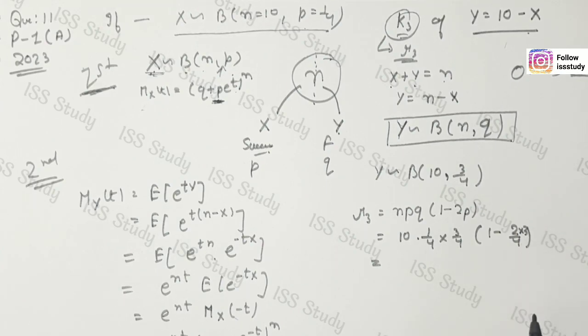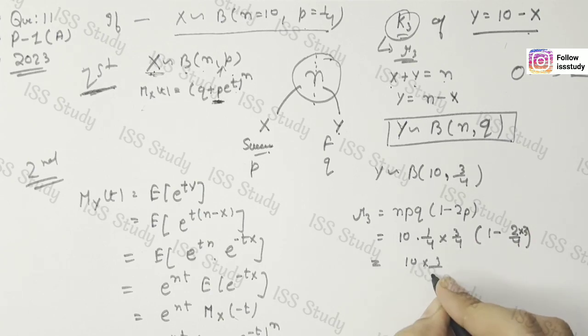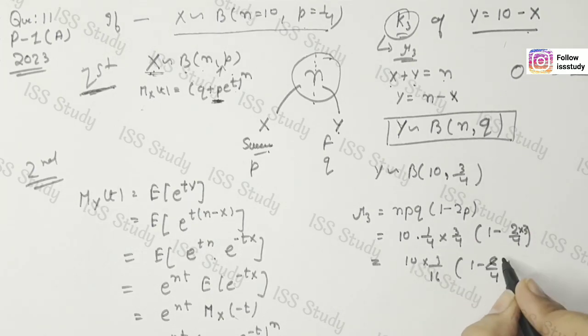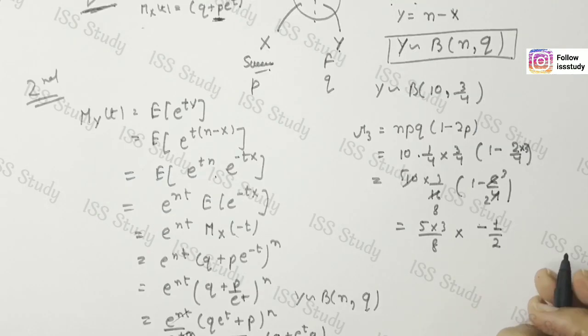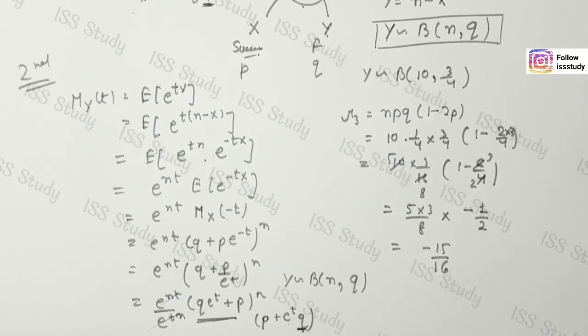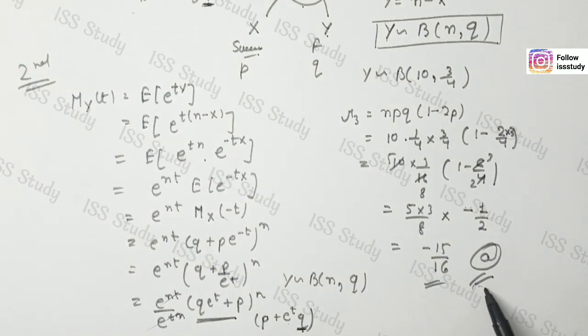So this is the value of p, which is 3/4. Now we can cancel out some of the values. This is 10, this is 3, this is 10 into 3. We have minus 6/4, so we can cancel it out. So finally, I am getting minus 15/16, which is given in option A. So option A is the correct option for this question number 11. Option A is the correct option.